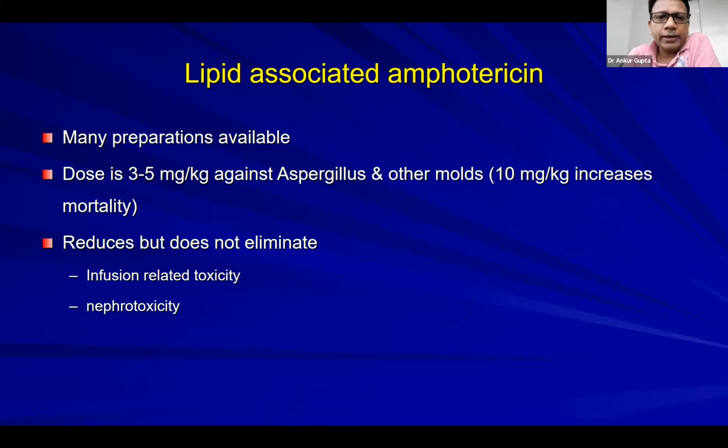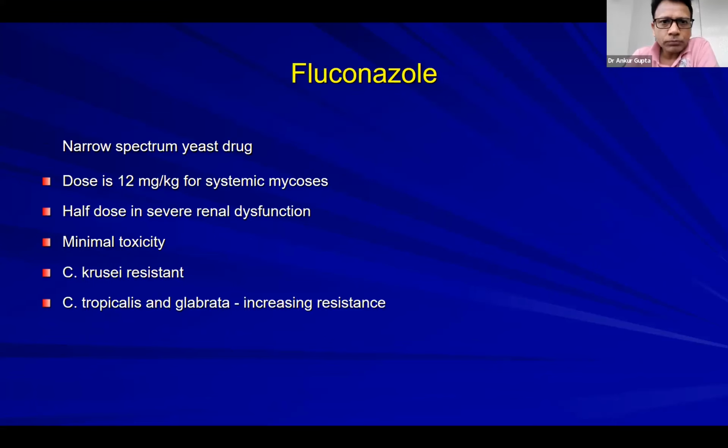There are three versions: lipid associated, liposomal, and there is one more. So all are lipid formulations. The only advantage of these is that they cause less nephrotoxicity. Okay, nephrotoxicity is not absent but less. But these are among the most expensive forms of amphotericin B, or even antifungals.